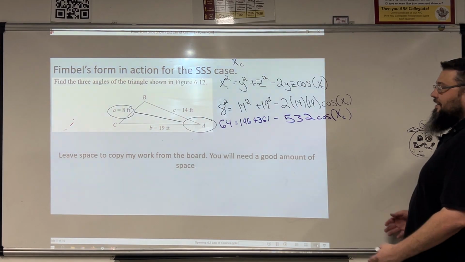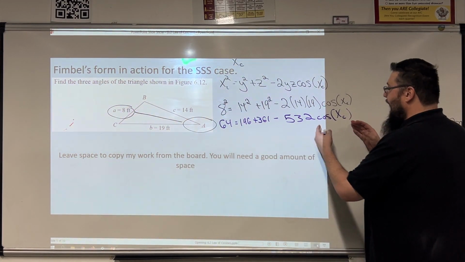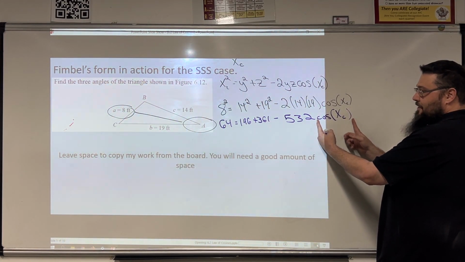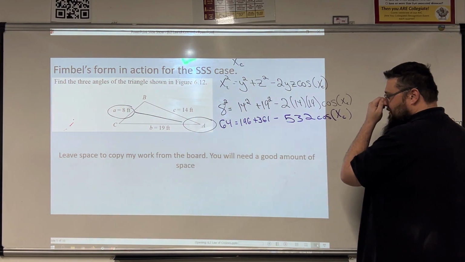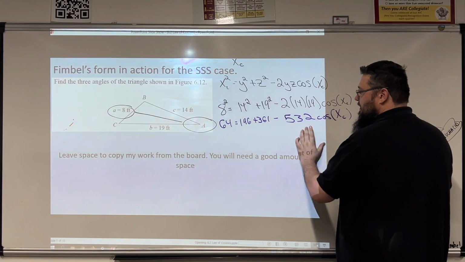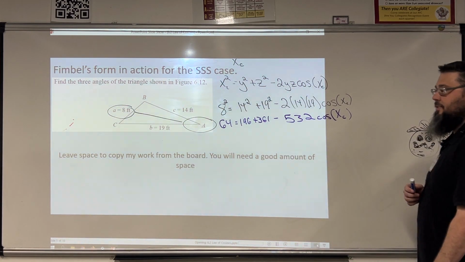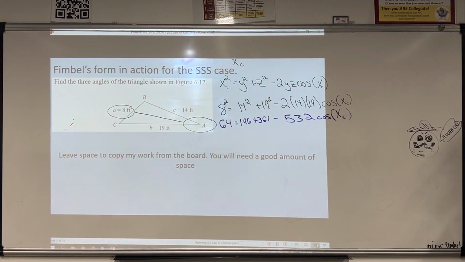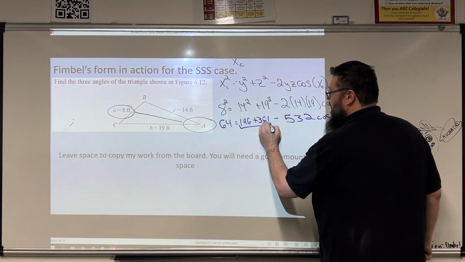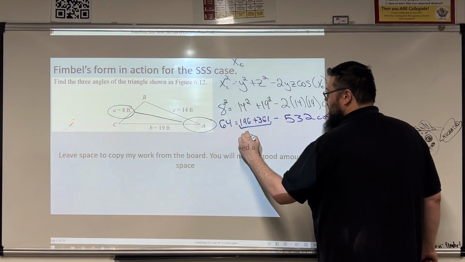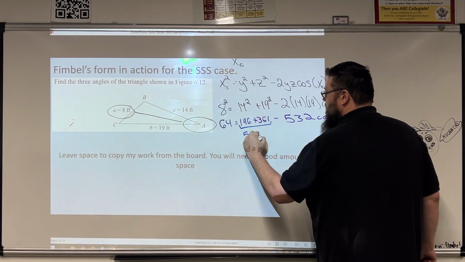Looking here, I want to isolate my cosine of x, right? When we learn to do algebra, let's start as far away as possible. What should I do first to start simplifying this? Perfect. Peyton, can you give me that number, please? 557.